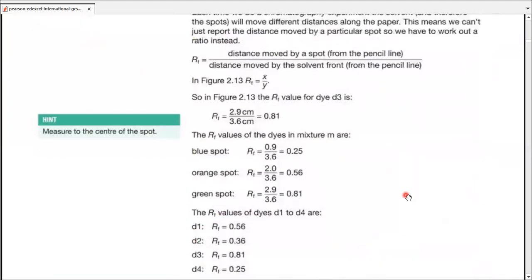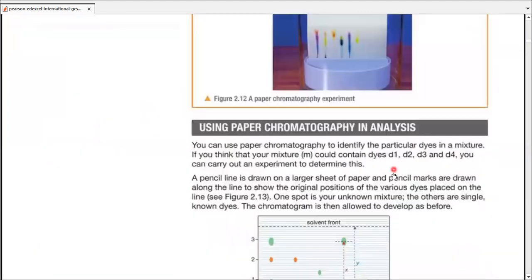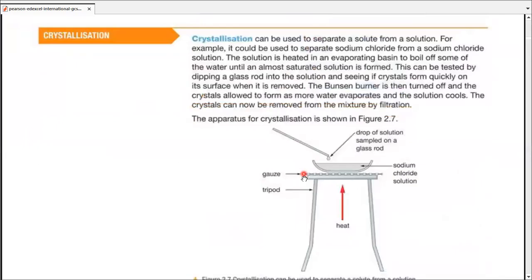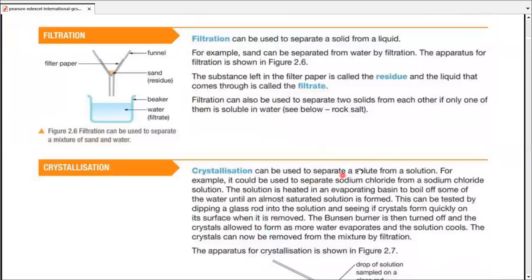There are a few separation techniques that we need to discuss before the chapter ends. One half of the chapter is done. We'll do the second half in the second sitting since it's about time.